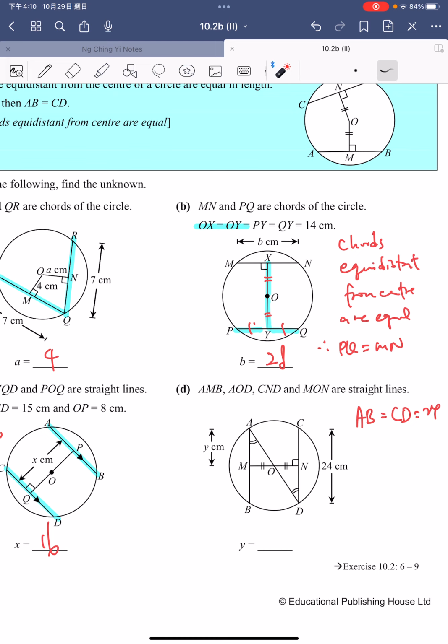Now we can say that as these two angles are the same, these two angles should be the same as well by using the interior angle. If this is the right angle, then AM is equal to MB, using the theorem that we learned before: the line from the center perpendicular to the chord bisects the chord. Now as AM is perpendicular to MN, AM is equal to MB, which means Y should be half of 24 cm, which gives you 12 cm.